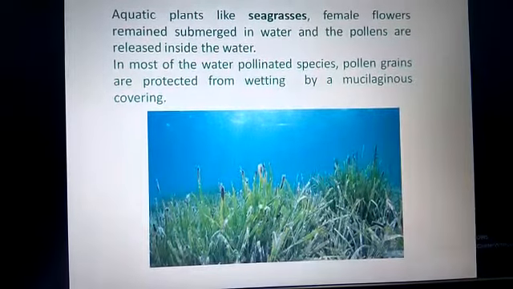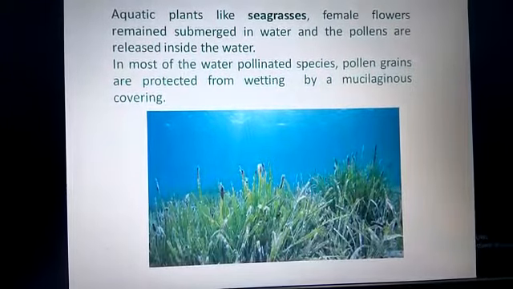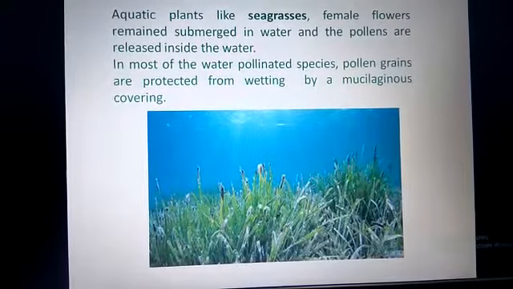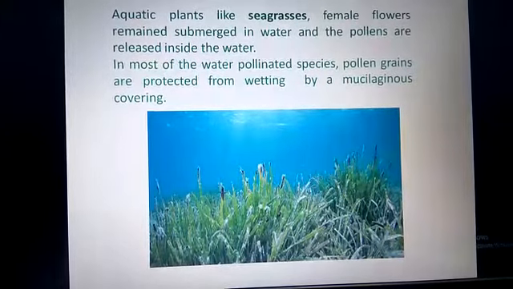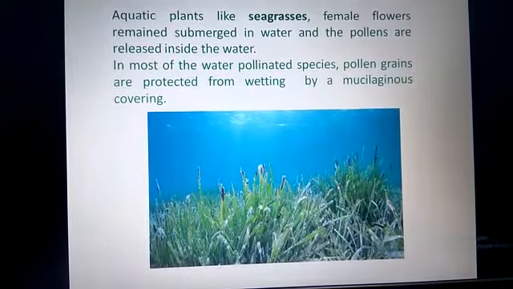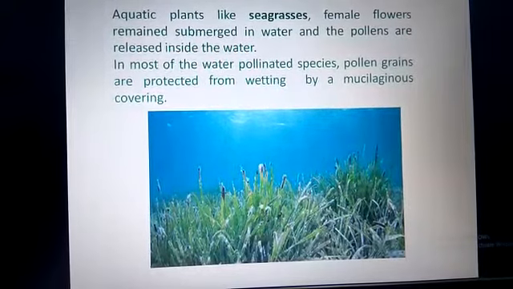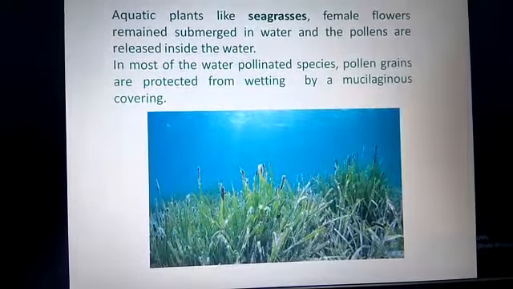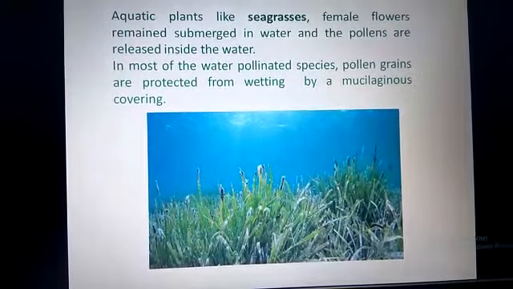In aquatic plants like sea grasses, female flowers remain submerged in water and the pollen are released inside the water. So in plants like sea grasses, there is no chance for insect or wind to pollinate because the flower is submerged and pollen grain is released inside the water. Here the only pollinator is water. In most of the water pollinated species, pollen grains are protected from wetting by a mucilaginous covering.